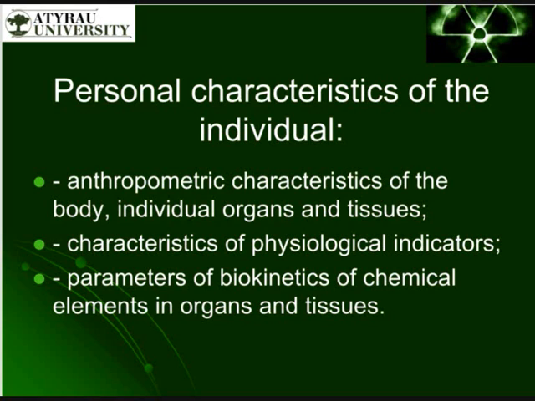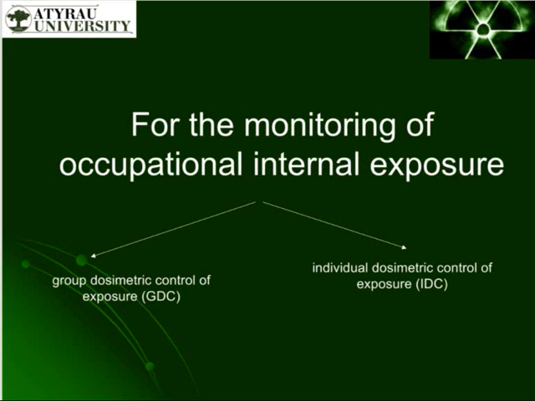anthropometric characteristics of the body, individual organs and tissues, characteristics of physiological indicators, parameters of biokinetics of chemical elements in organs and tissues. The value of an individual dose is attributed to an individual on the basis of the results of dosimetry control. For the dosimetry control of professional internal exposure, use group dosimetry control of exposure and individual dosimetry control of exposure.